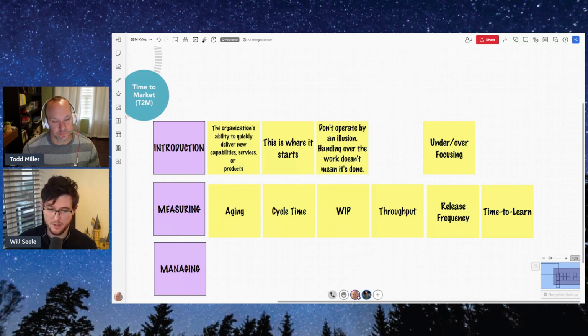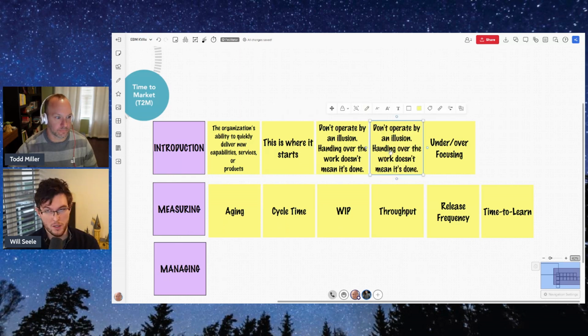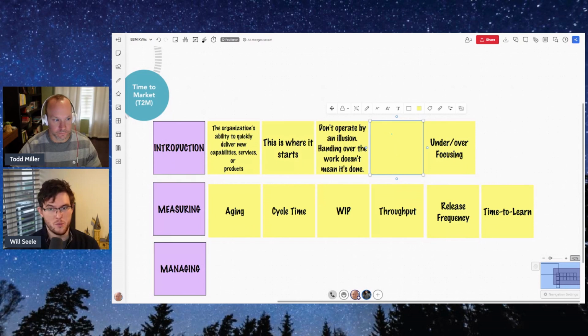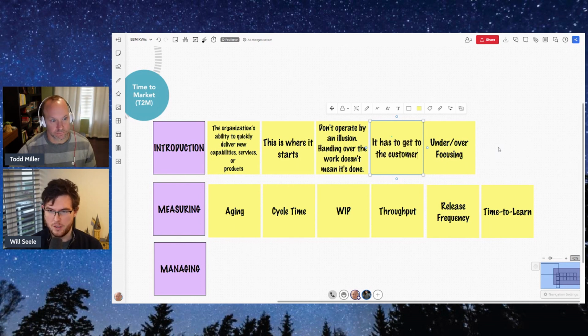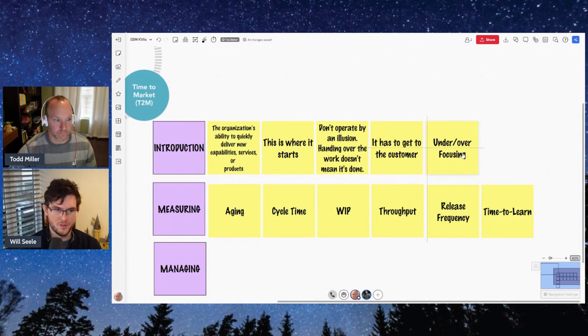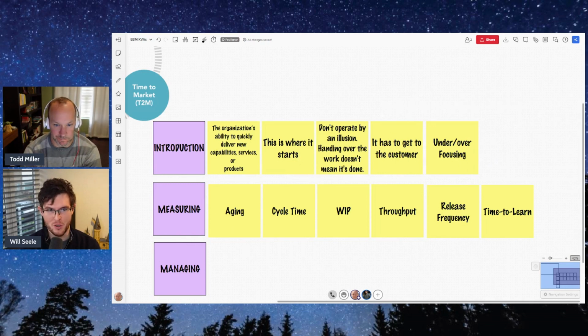No, and I think you're hitting the nail on the head, right? When you say it has to get to the customer, because we very deliberately talk about time to market. It's not time to deliver or time to done. We talk about this always from the perspective of the customer, right? Not your team, not your department, not your function, not your business unit. No, the customer. Whoever's paying you or getting value out of what you deliver, they're going to be the ones that can tell you if they've been waiting for too long for the whole thing.